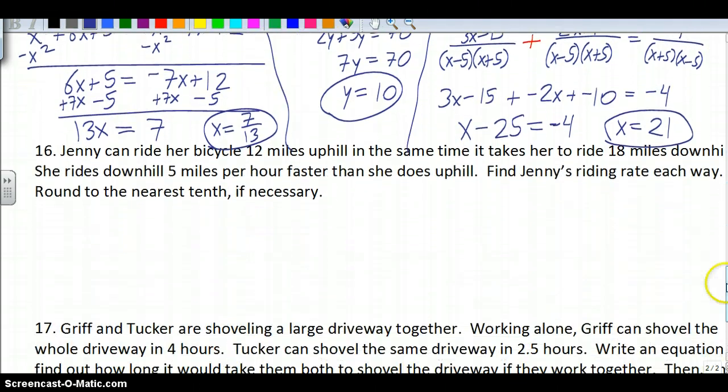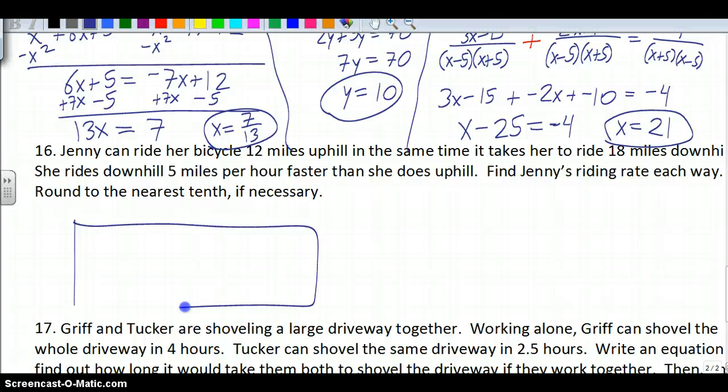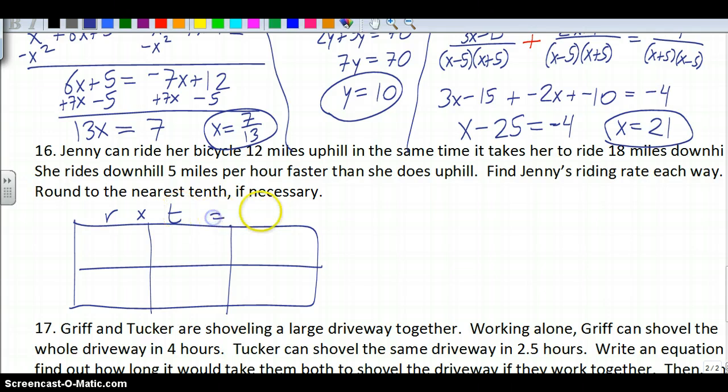Okay. 16 and 17 are the story problems. So remember, the setup for these is the box. Rate times time equals distance. Jenny can ride her bicycle 12 miles uphill. So we have uphill, and I assume we're going to have downhill. 12 miles uphill, so I put 12 in the distance column. In the same time, key phrase, it takes her to ride 18 miles downhill. She rides downhill 5 miles per hour faster than she does uphill.